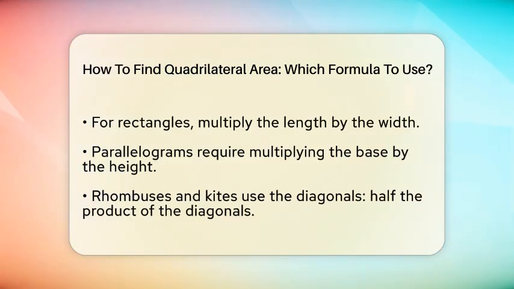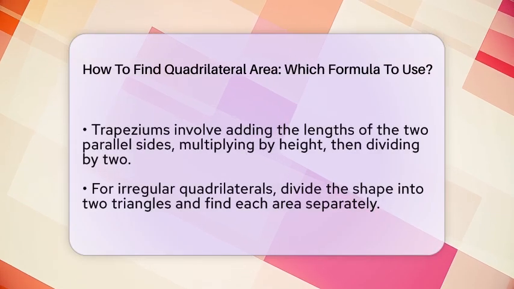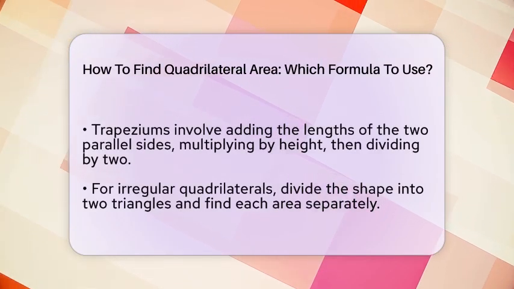When dealing with a trapezium or trapezoid, add the lengths of the two parallel sides, then multiply by the height, and finally divide by 2. This gives you the area of the shape with two parallel sides that are different lengths.